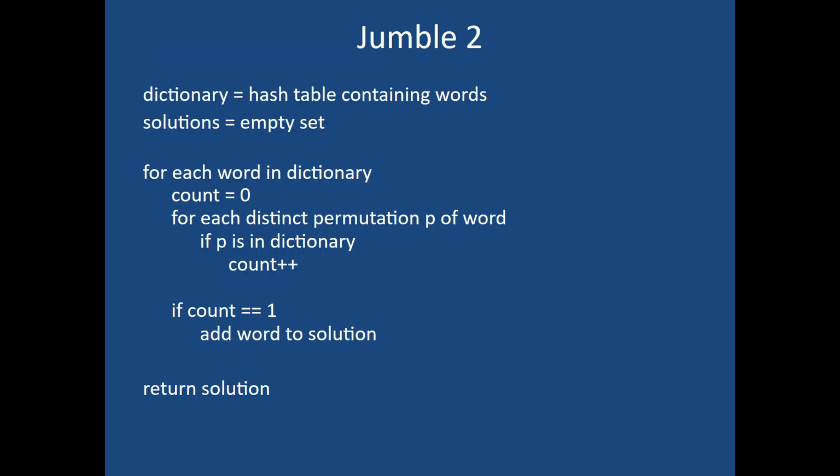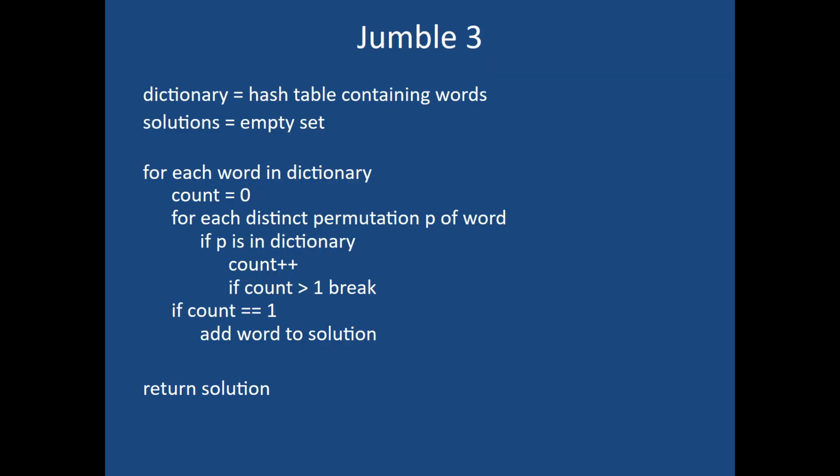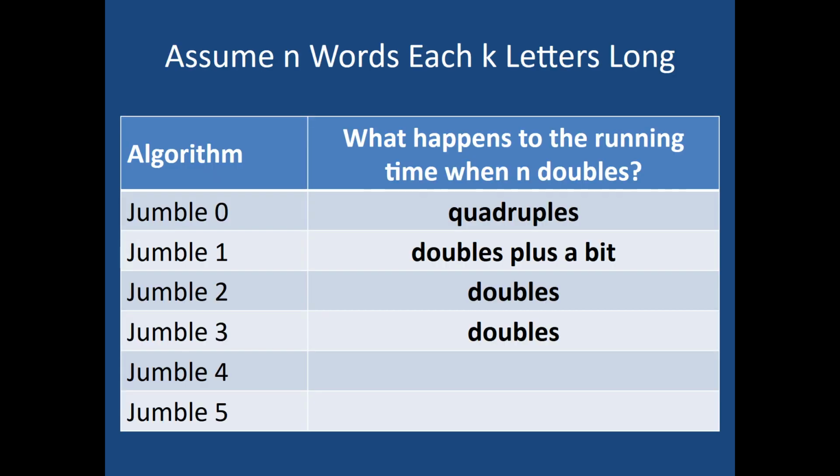Okay? What about this one here that uses a hash table? Yeah, it doubles plus a bit. I guess I could have said it doubles. If you assume that the lookup time in a hash table is constant, then it's just going to flat out double. Okay, what about here? Let's assume we're talking about the worst case scenario. Well, where'd the less a bit come from? Well, what would the worst case be, though? If all the words were unique anagrams, you would never make that break. So in the worst case, that break doesn't matter. So you get the same answer. It just doubles in the worst case.